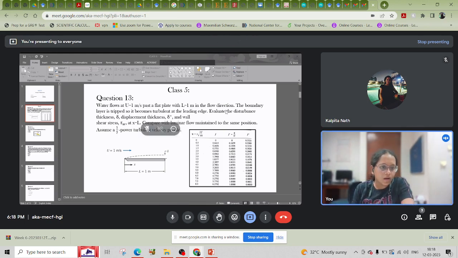Okay, so we should now start with the solution for the previous day problem, that is the class 5 problem. So I'll share the screen with you all.